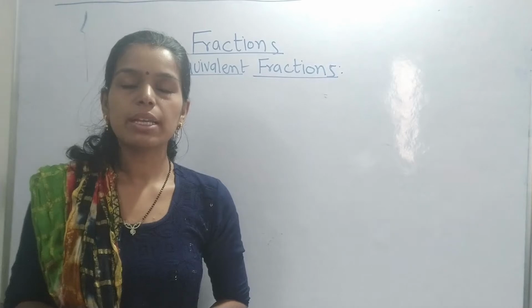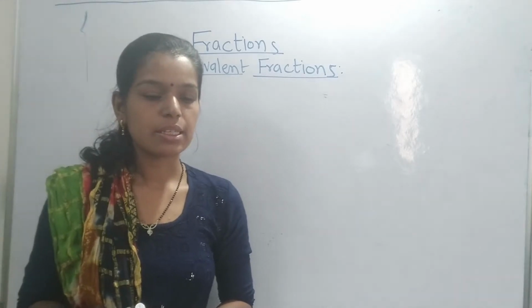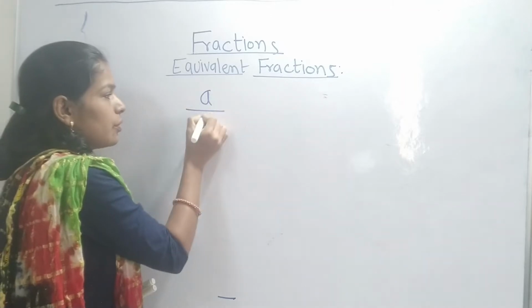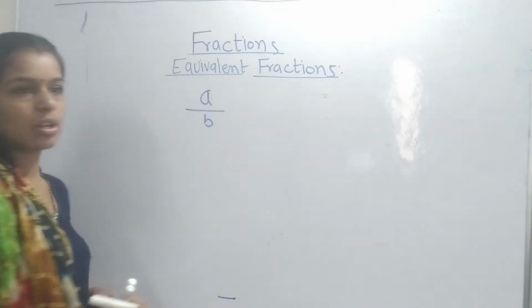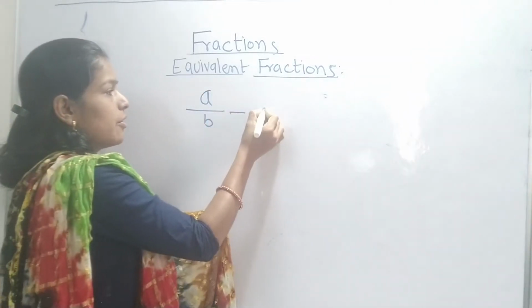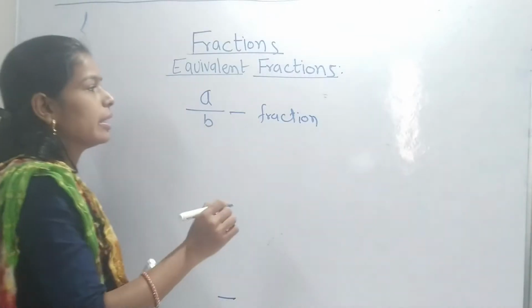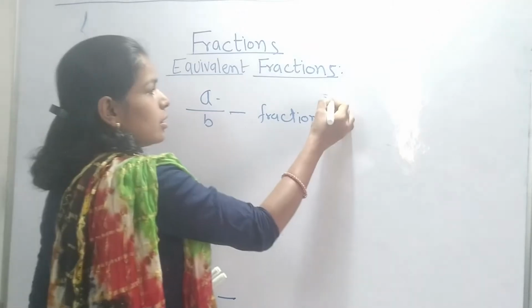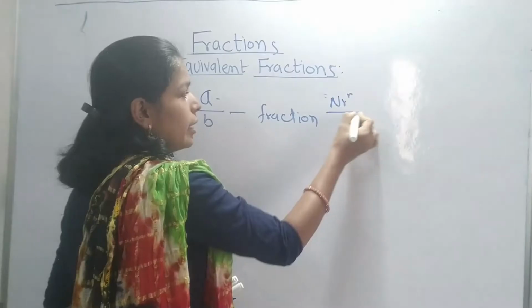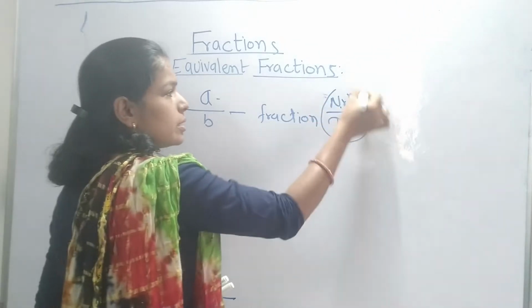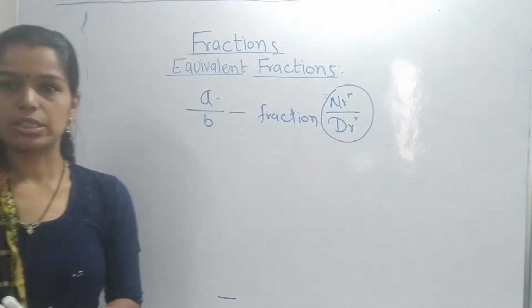Now, what is meant by equivalent fraction? Let's see. We know that a number of the form a upon b is called a fraction, where a is the numerator and b is the denominator. Numerator upon denominator is the general form of the fraction.